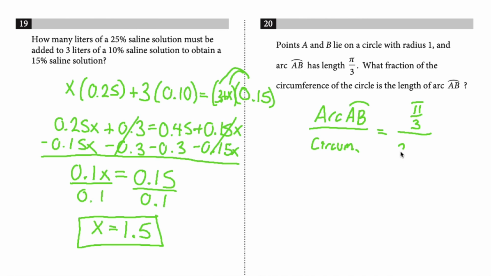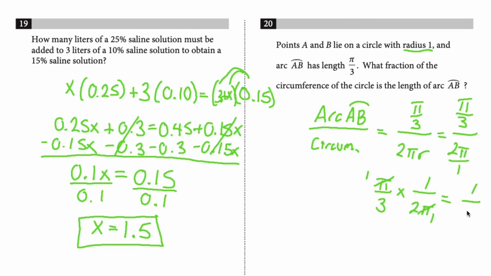The formula for circumference is 2 times pi times r. And they tell us that the radius is 1. So instead of r, we'll plug in 1. And this will be pi over 3 divided by 2 pi times 1, which is just 2 pi. When we have two fractions dividing, we need to multiply by the reciprocal of the bottom. So it's going to be pi over 3 times 1 over 2 pi. The pi on top cancels with the pi on the bottom, and we're going to get 1 over 6. So the fraction of the circumference to the arc length is 1 to 6.